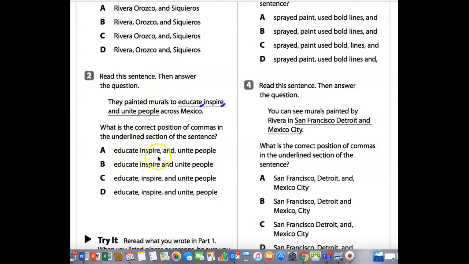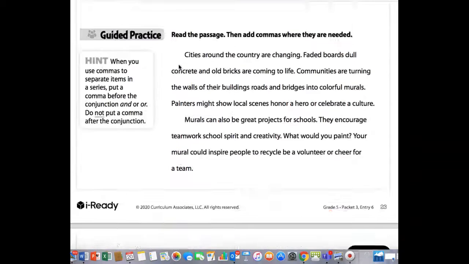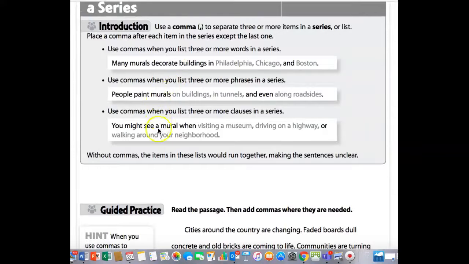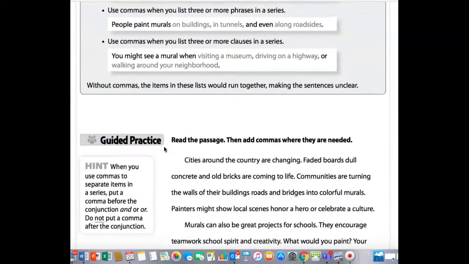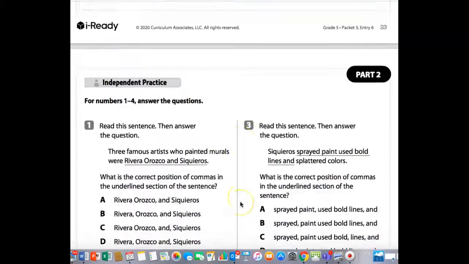So this is not right because there needs to be a comma. So it's either this one or this one. Okay, we just said we don't put it after the unite. So it's C, educate, inspire, and unite people. Okay, so let me go up here and see if there was an example there for you to see. There isn't, but I'm sure there was in here when your teachers went through it.